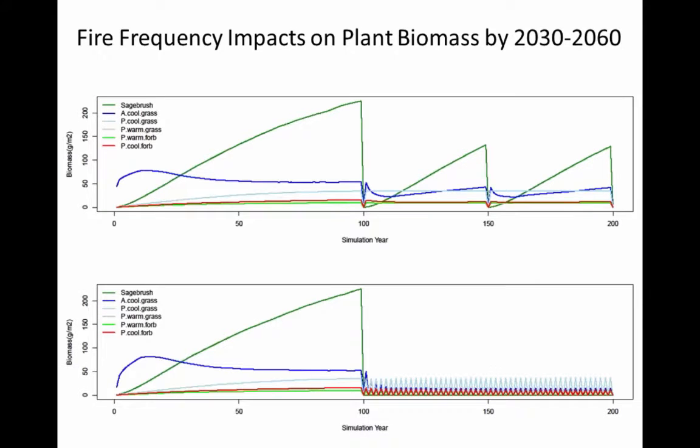In contrast, if we use the same simulation approach but implement fire at an interval of every 2 years, we see a shift from a sagebrush-dominated plant community to one that's dominated by grasses, including annual cool season grasses and perennial cool season grasses. So this gives you a sense of how we can manipulate disturbance within our modeling framework and say something about the interacting effects of climate change and disturbance.